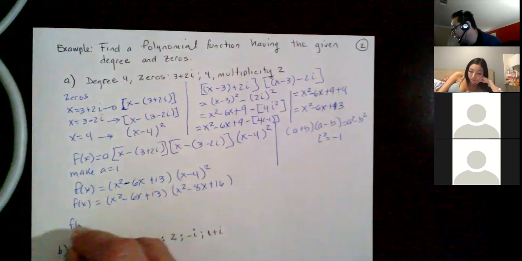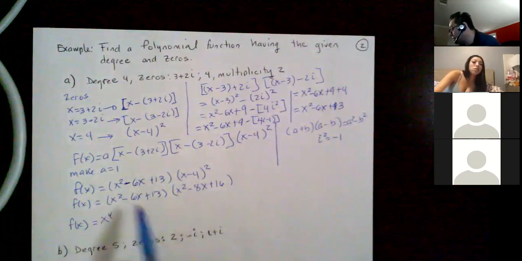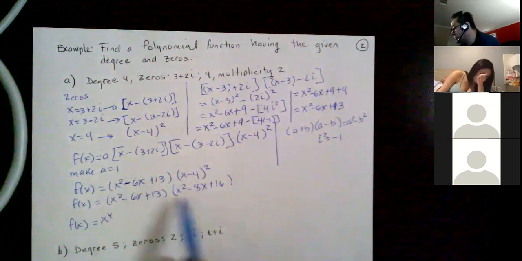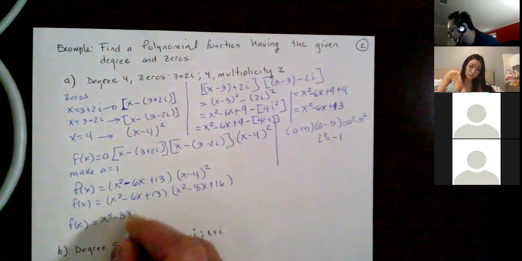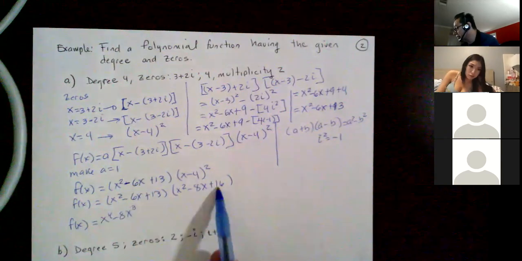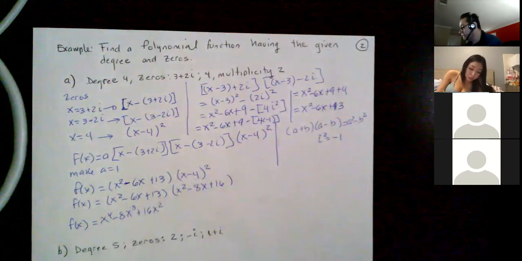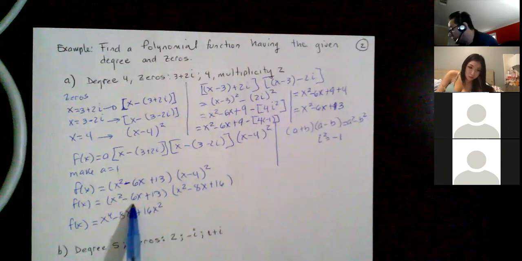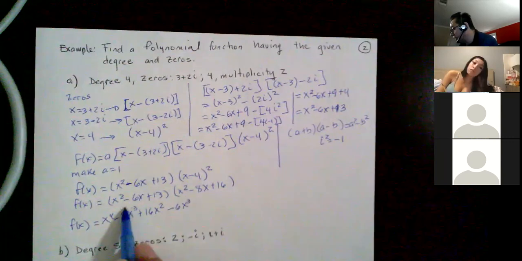So f of x is equal to, what is x squared times x squared? x to the 4. What is x squared times negative 8x? That would be negative 8x cubed. What is x squared times 16? That would be plus 16x squared. And now I'm going to multiply negative 6x times x squared. That would be negative 6x cubed.